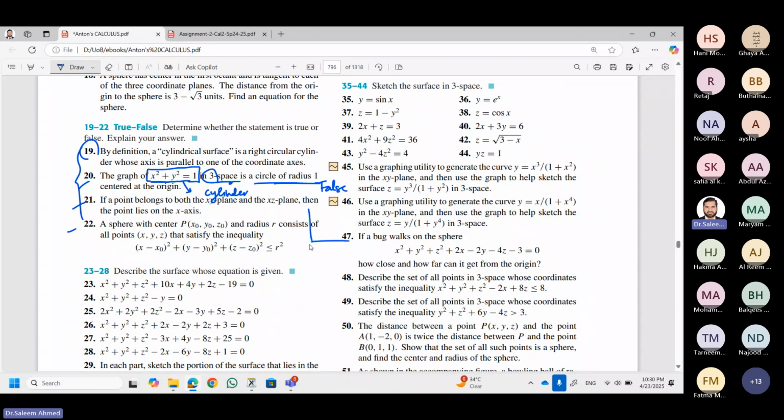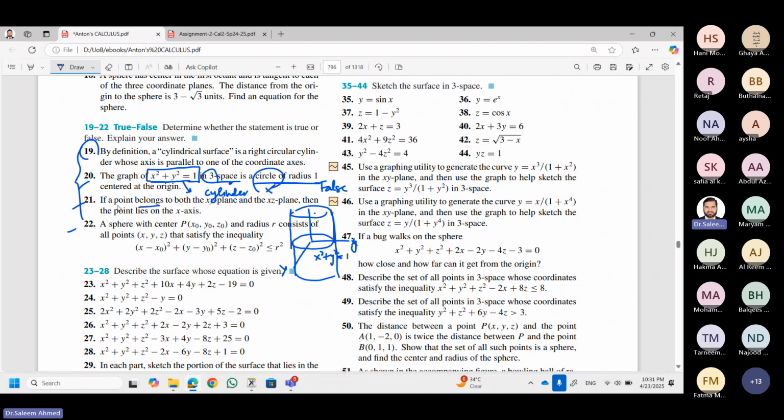Because its equation x square plus y square equal to 1 is in the xy plane, and because z is missing, it is extended in z direction. This circle is extended in z direction. So that becomes a cylinder of radius 1, not the circle. Okay, so this can be a question like that. So if you have the idea of these graphs, of course, you can answer these questions.